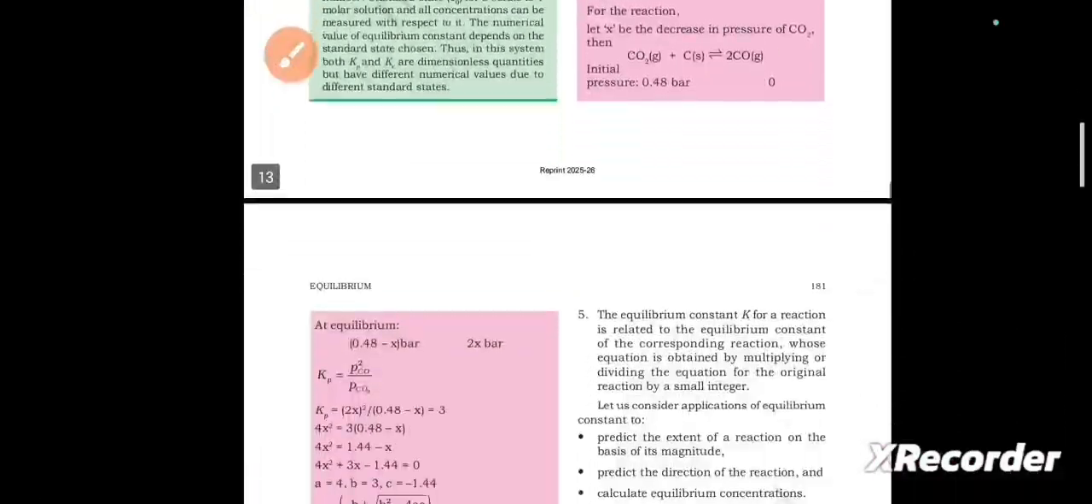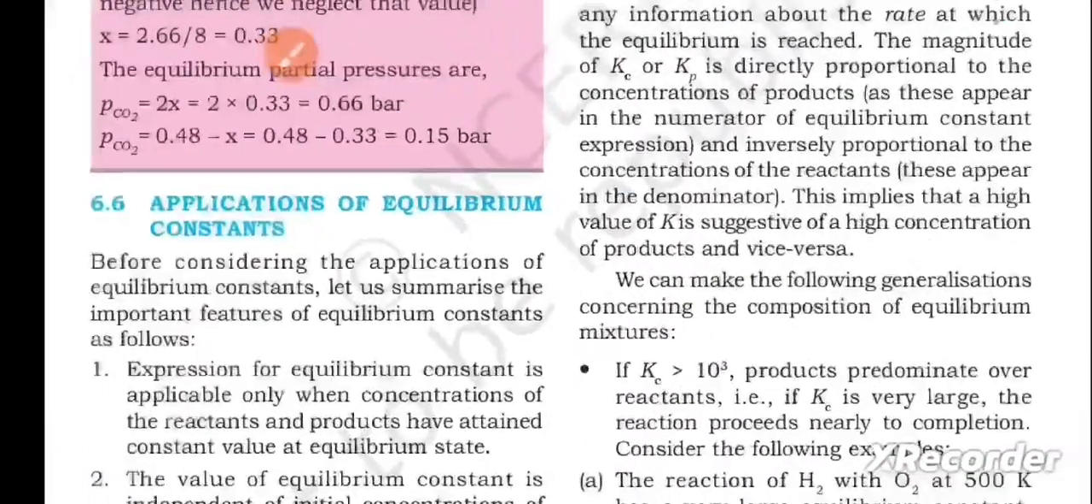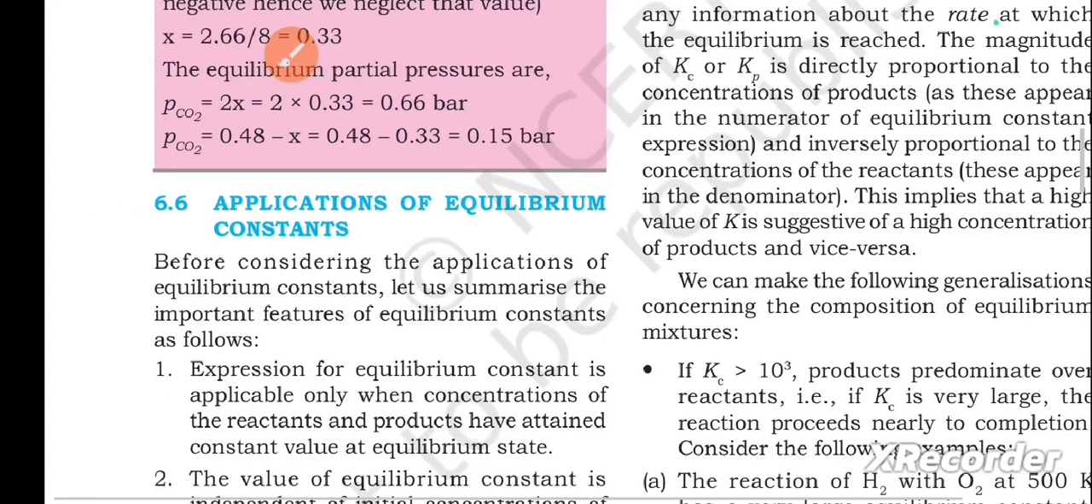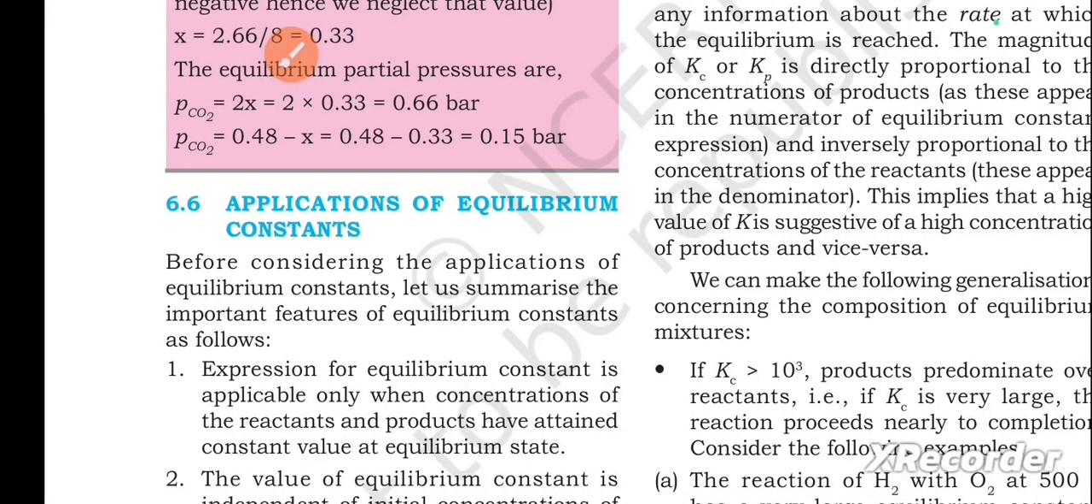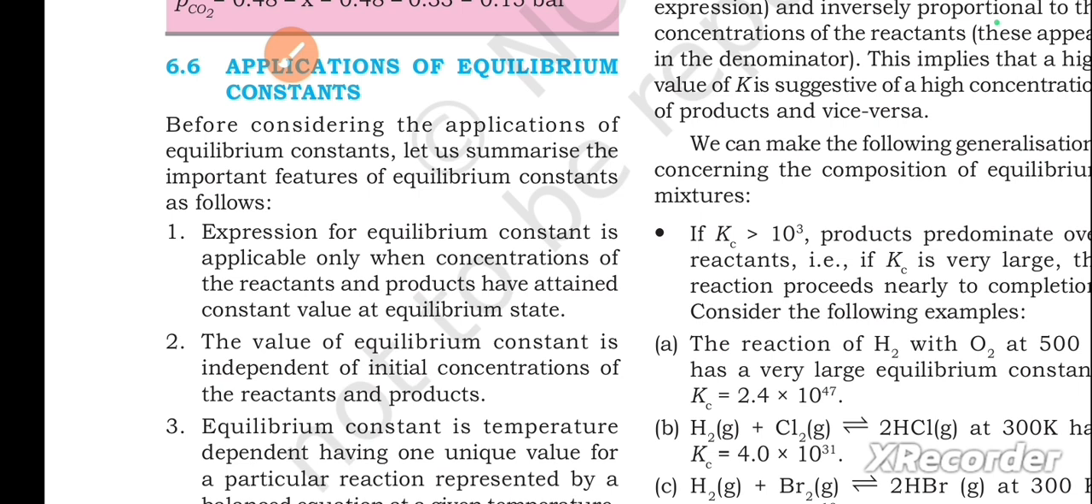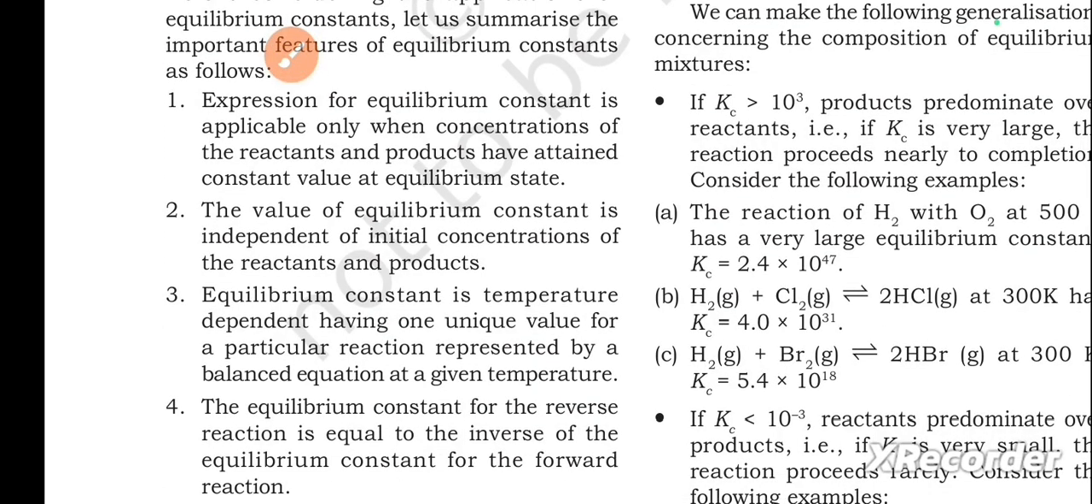Next, applications of equilibrium constants. Before considering the applications of equilibrium constants, let us summarize the important features of equilibrium constants as follows. First one, the expression for equilibrium constant is applicable only when concentrations of the reactants and products have attained constant value at equilibrium state. Second point, the value of equilibrium constant is independent of initial concentrations of the reactants and products.